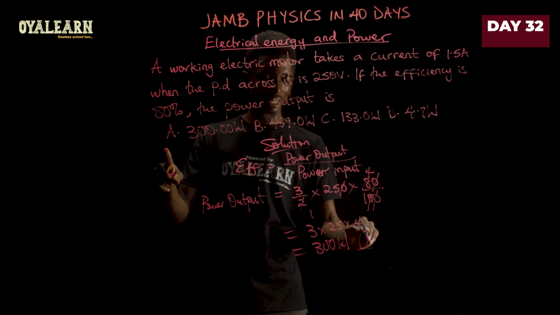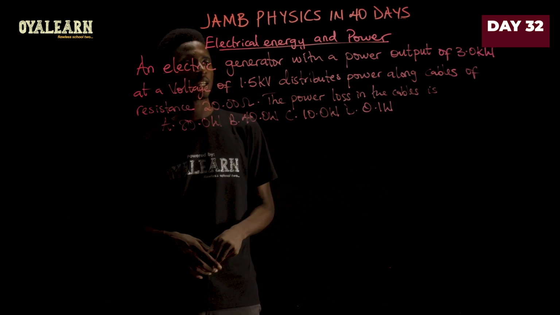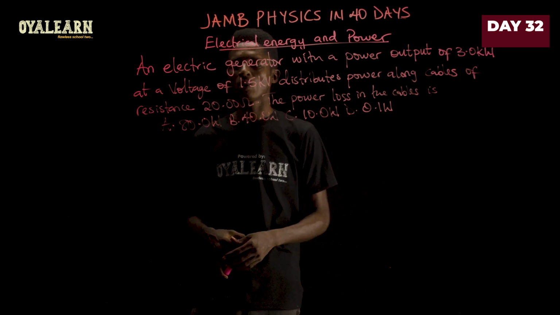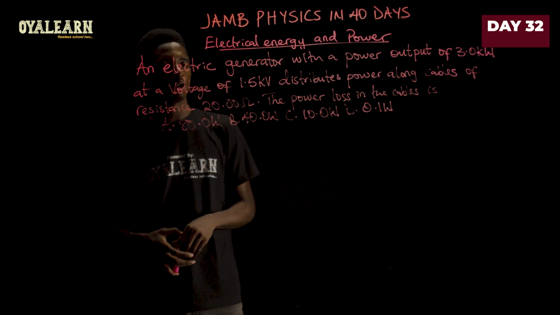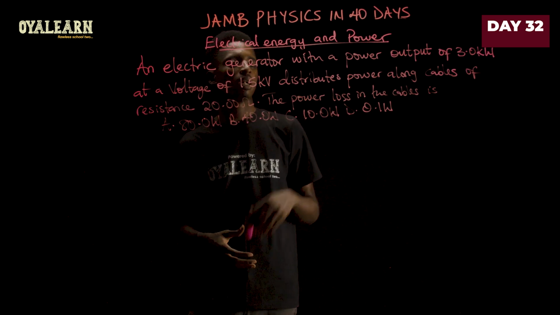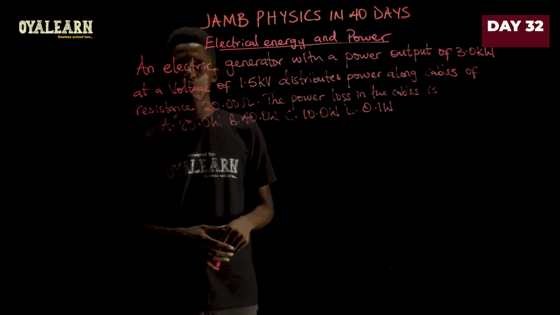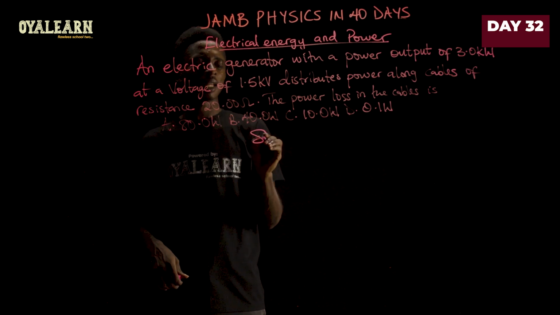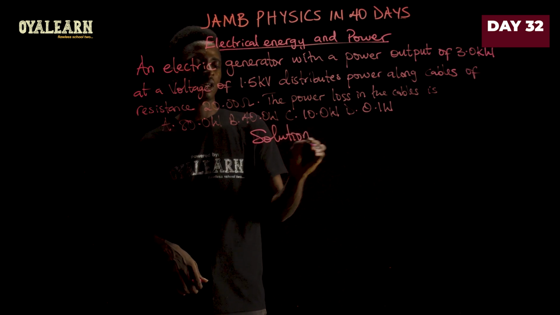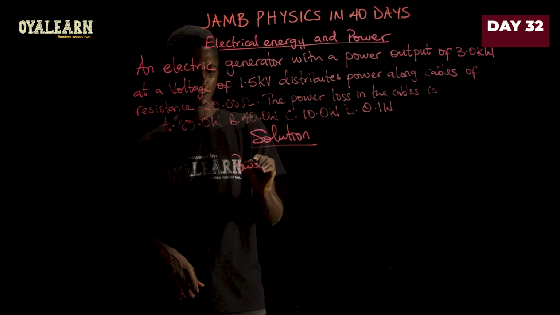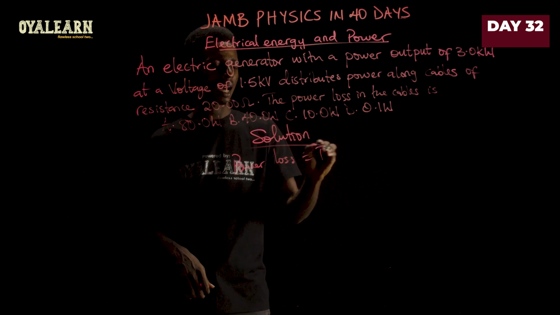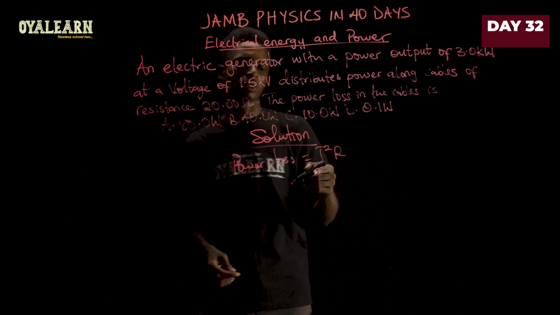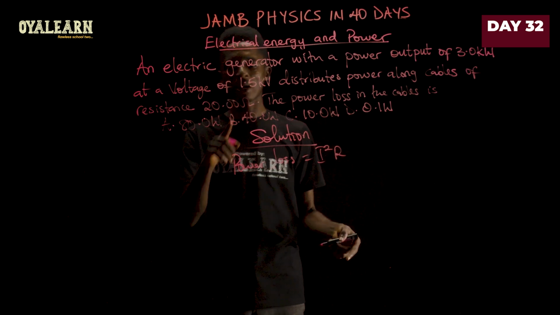That is option A. An electric generator with a power output of 3.0 kilowatts, that is 3000 watts, at a voltage of 1.5 kilovolts, which is 1500 volts, distributes power along cables of resistance 20 ohms. The power loss in the cable is, now power loss during transmission is given as I square R. So we need the current first. Then when we get the current, we can square that and then multiply by the resistance.